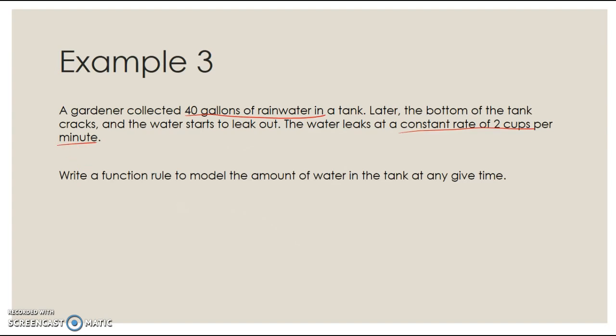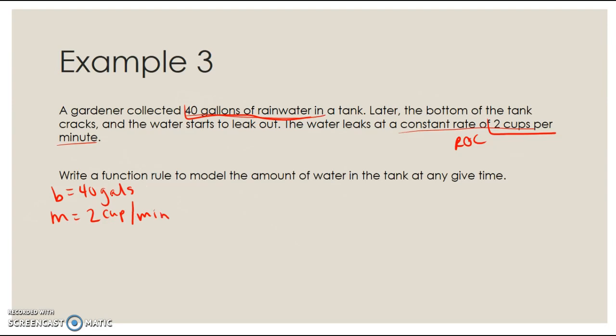So, unlike before, they're not just giving us points, they're actually giving us our rate of change here, our constant rate. So our rate of change is the fact that we're losing 2 cups per minute, and the fact that we are starting out before the bottom of the tank cracked. We're starting out with 40 gallons. So we know that B equals 40 gallons, and we know that our M at this point is 2 cups per minute.